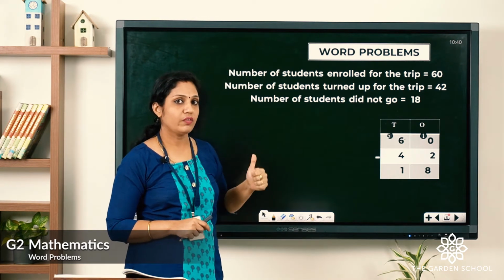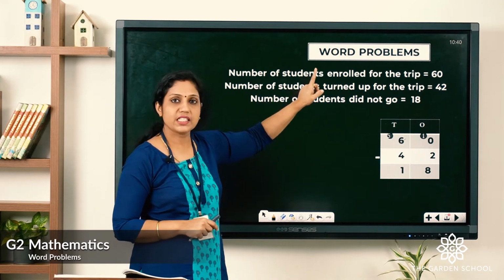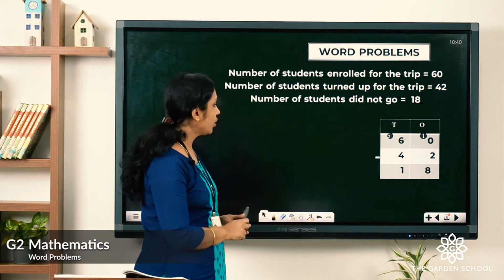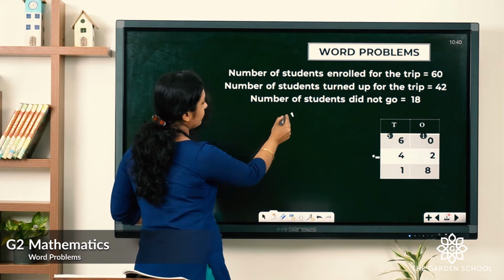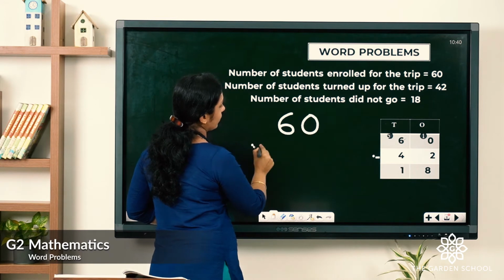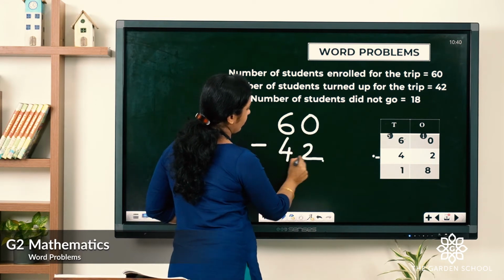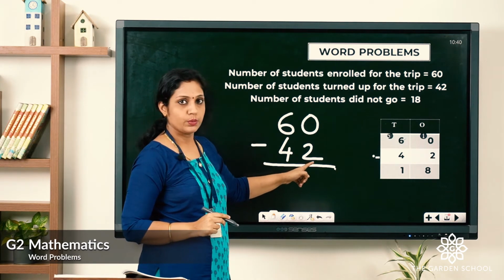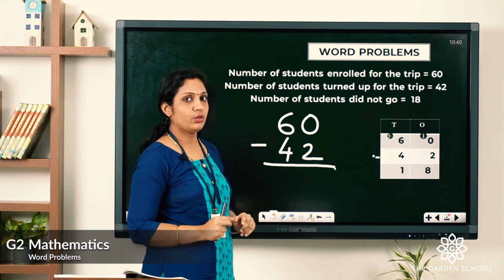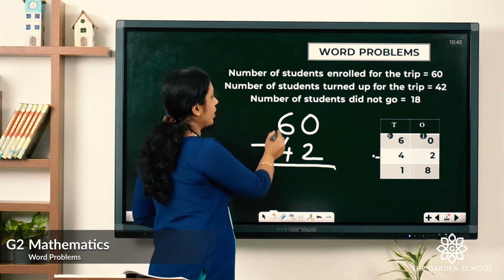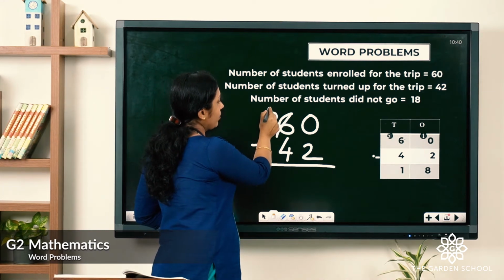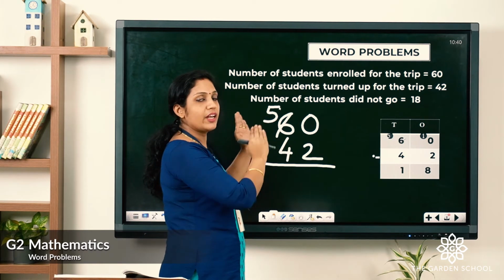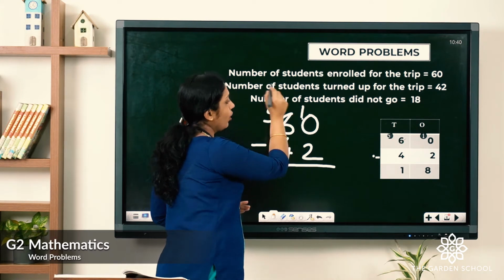For doing that, what we have to do? We need to subtract 60 minus 42. And when we subtract 60 minus 42, how much we get? It is 0 minus 2. 2 is greater. What we need to do? We have to go to the tens position. We are taking 1 from the tens position, that is 6. We get 5 in the tens position, and moving on to the ones position, we get 1 here.